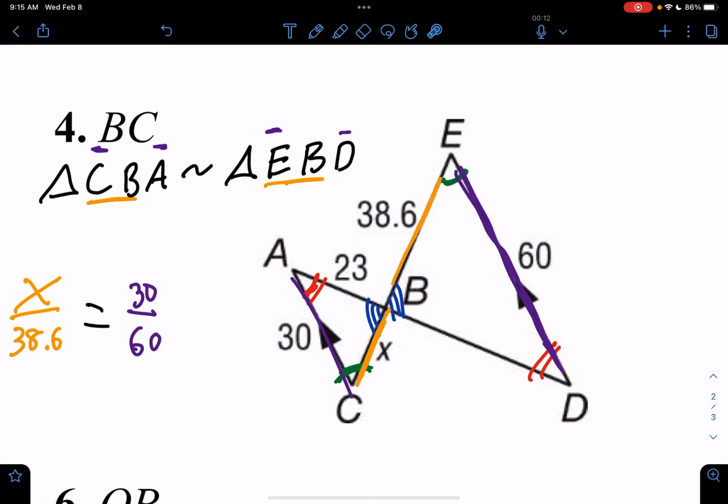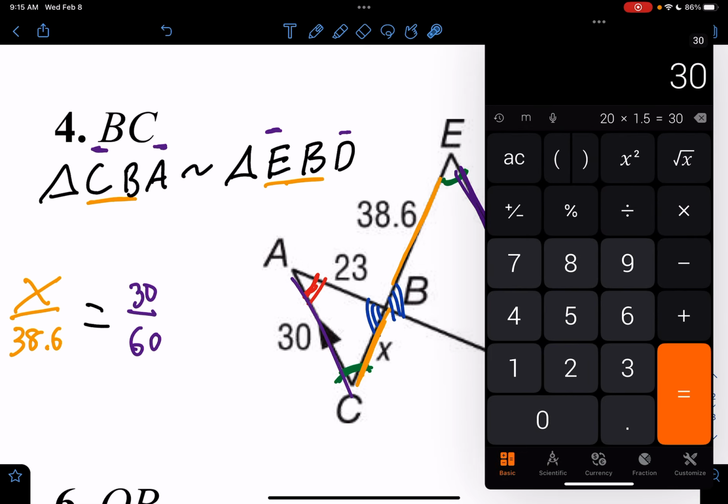I see that the number on top of 60 is half of 60. So that number is half of the bottom one. You know what this number is going to be? That number is going to be half of whatever 38.6 is. So I'm going to go to my calculator. 38.6 divided by 2, and that gives me 19.3. So I know x is 19.3.